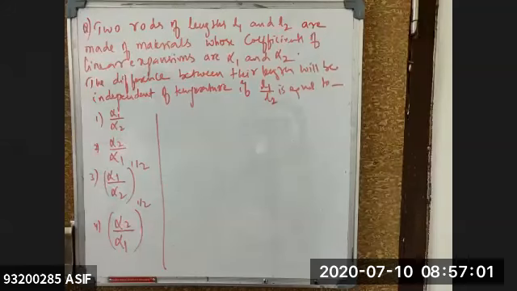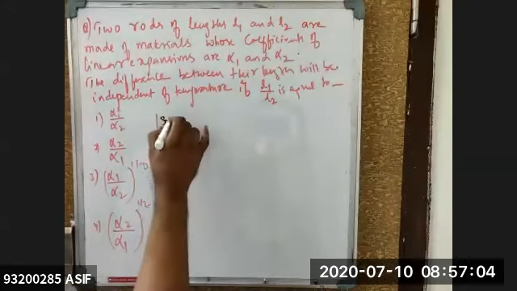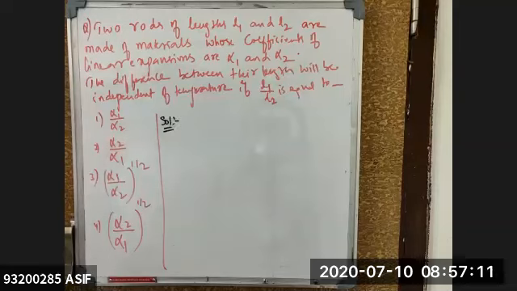Now draw the diagram. First point. Which option will you try? Option 2, sir. Alpha 2 by alpha 1. Very good. Alpha 2 by alpha 1 is your answer.